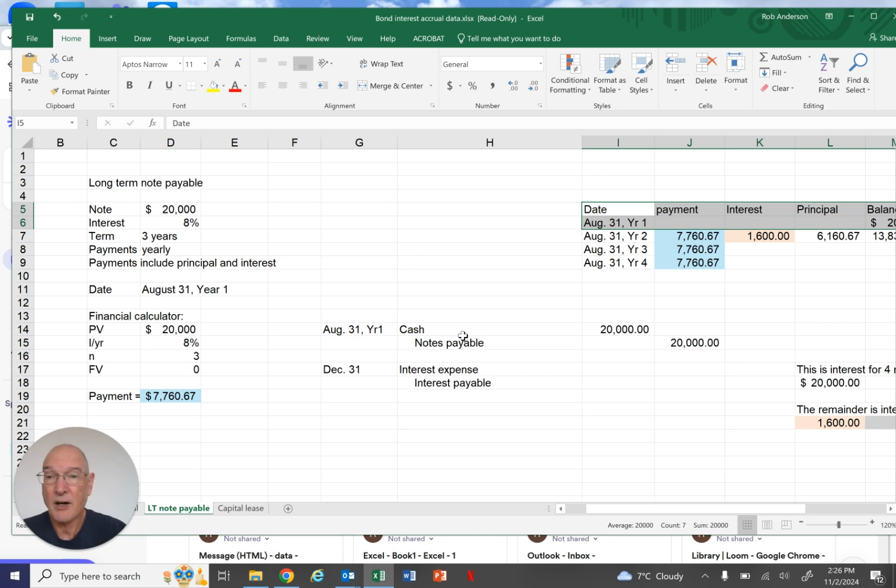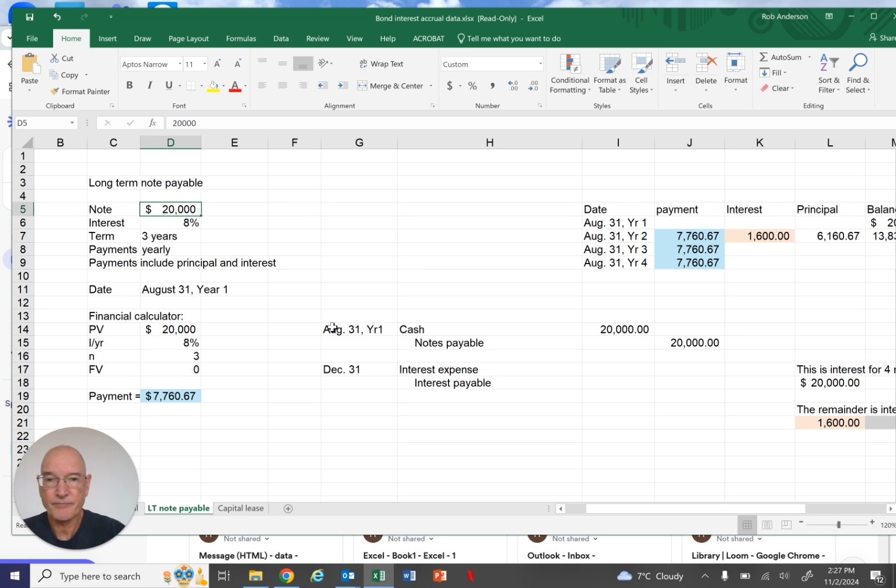Now, a note payable is just, the idea is you as a company are signing a promissory note, which is you promise to pay. That's all it is. So it could be a bank loan, a car loan, and we're going to look at one example with an interest accrual today. So let's look at this note.